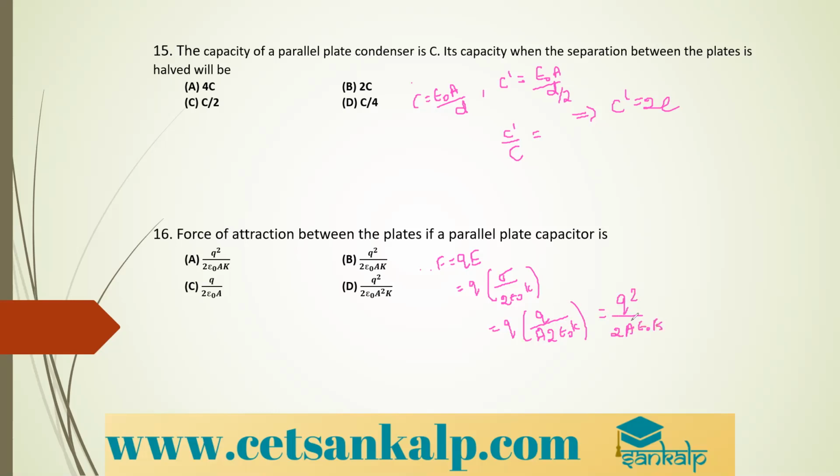Correct? That is option A, the correct option here. Okay, so here by mistake option B is also typed the same. Mistakenly it is typed. So option A is correct, that is Q square divided by 2A epsilon naught into K.